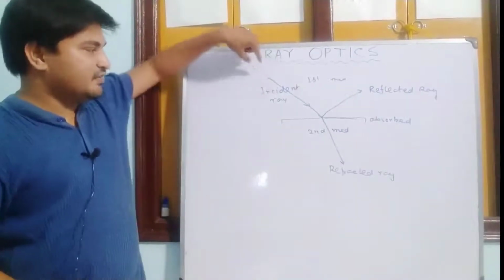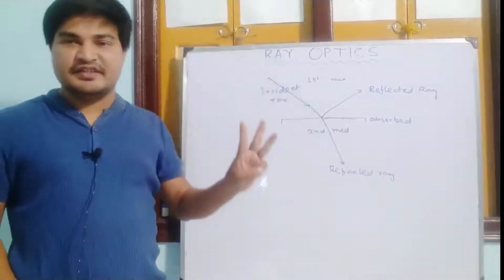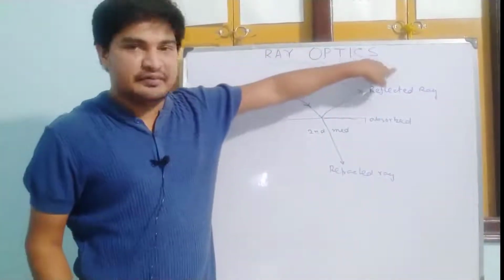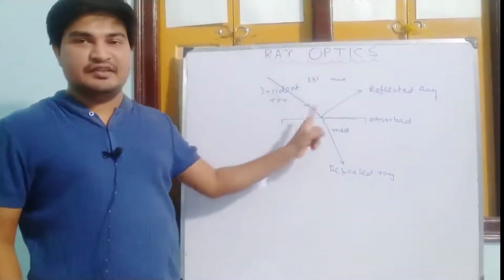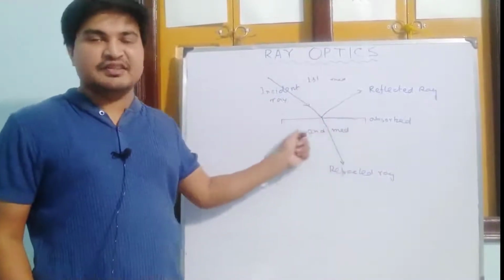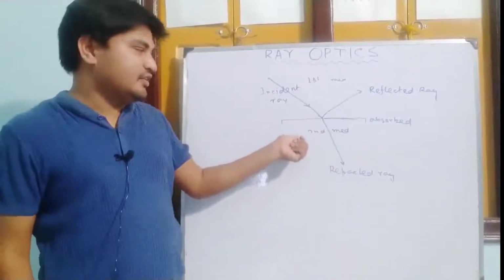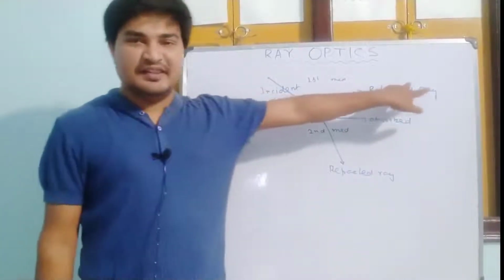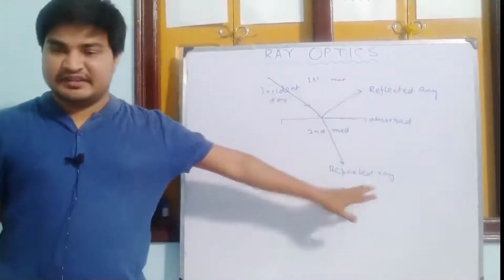But in case of a transparent medium, the light will obviously refract through the second medium. So, if light falls on a surface, three different things may happen. Some part of the light energy will be reflected back, some part will be absorbed by the surface, and if the surface is transparent, then refraction will also occur. So, first we are going to learn about reflection, then we will move to refraction.